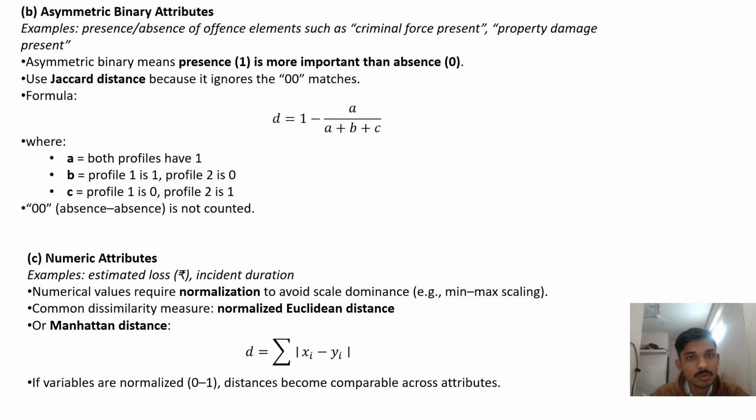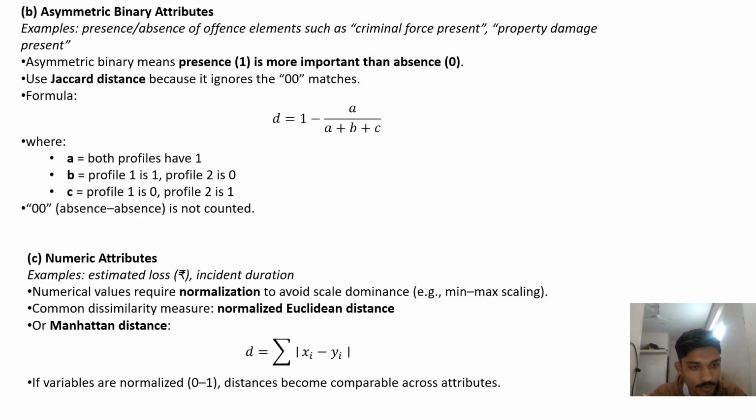The second part is asymmetric binary attributes. Examples: presence or absence of offense elements such as criminal force present and property damage present. Asymmetric binary means presence, 1, is more important than absence, 0. Use Jaccard distance because it ignores the 0-0 matches. Formula: d equals 1 minus A over A plus B plus C, where A equals both profiles have 1, B equals profile 1 is 1 and profile 2 is 0, C equals profile 1 is 0 and profile 2 is 1. 0-0 represents absence. Absence is not counted.